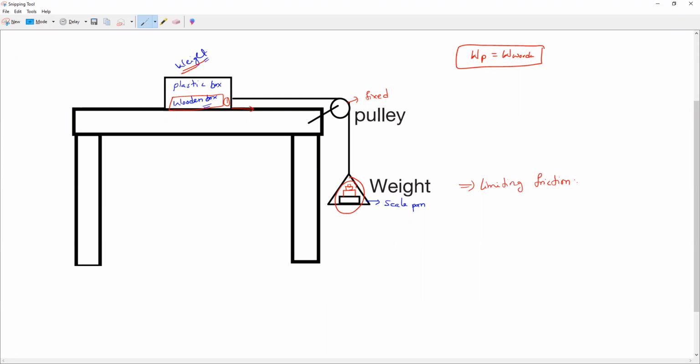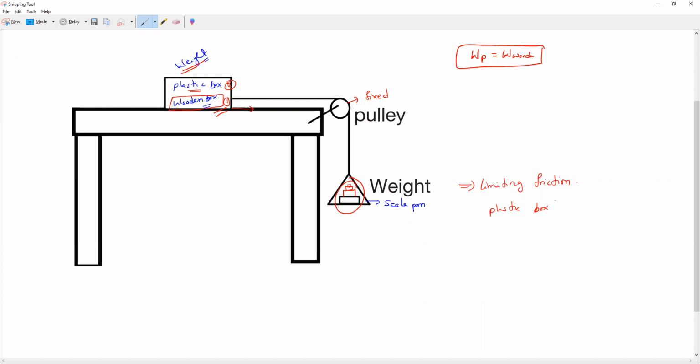Next, instead of the wooden block, you place the plastic block and repeat the experiment. Put the weight, put the weight in the scale pan. At a certain point you notice that the plastic box is ready to move, has a tendency to move. If you add even a small weight, it will move. At that time, note the limiting friction of the wooden block and of the plastic box. So now, what is your expectation? Do you think both will get the same limiting friction? That is my question.